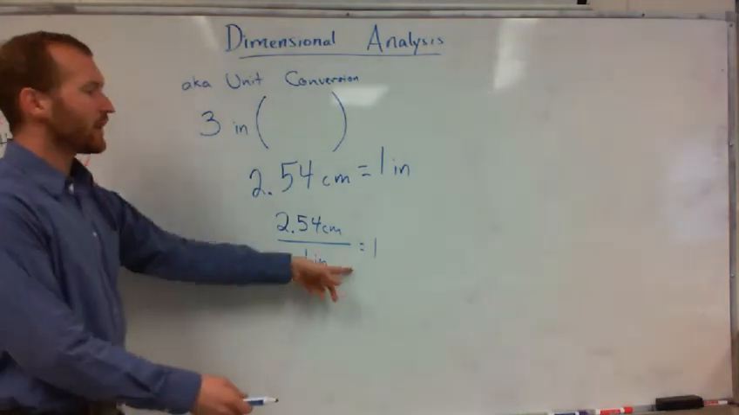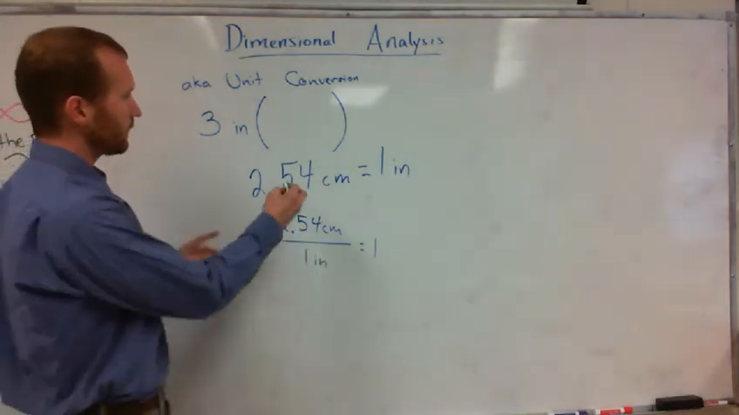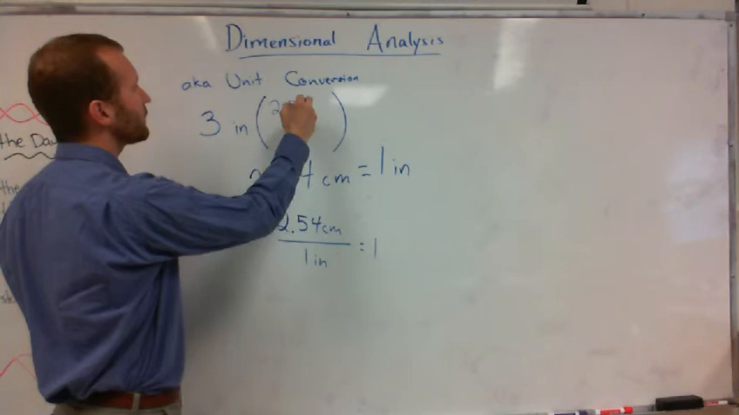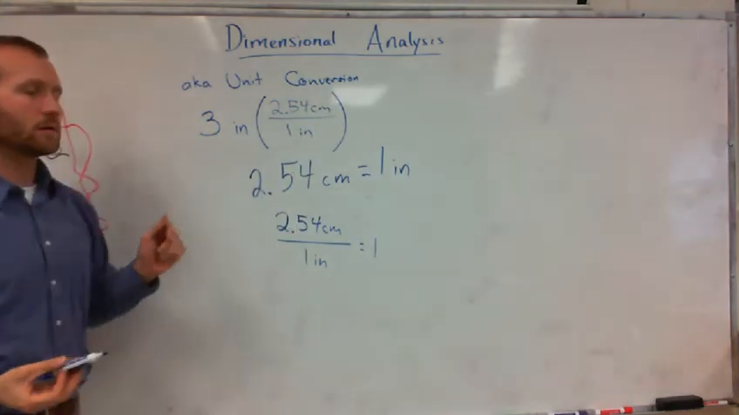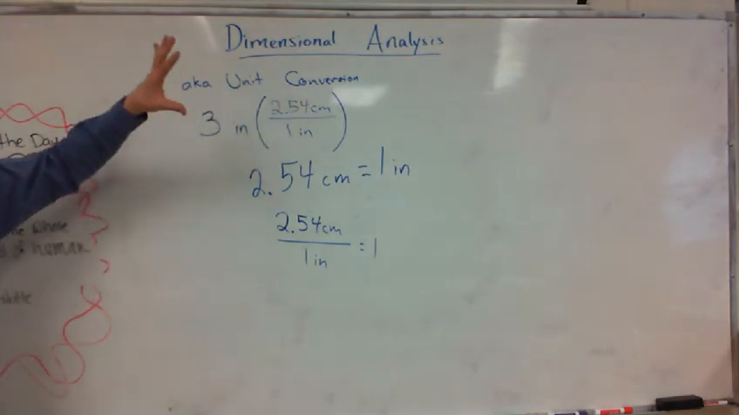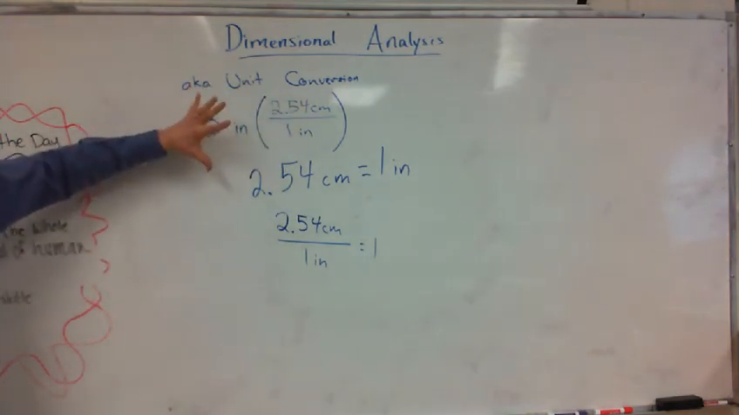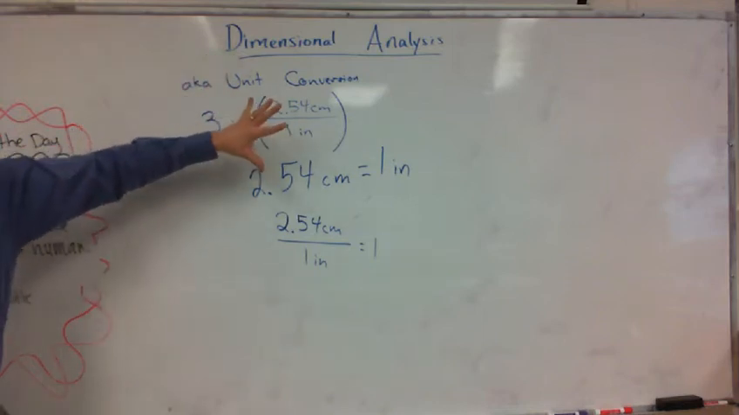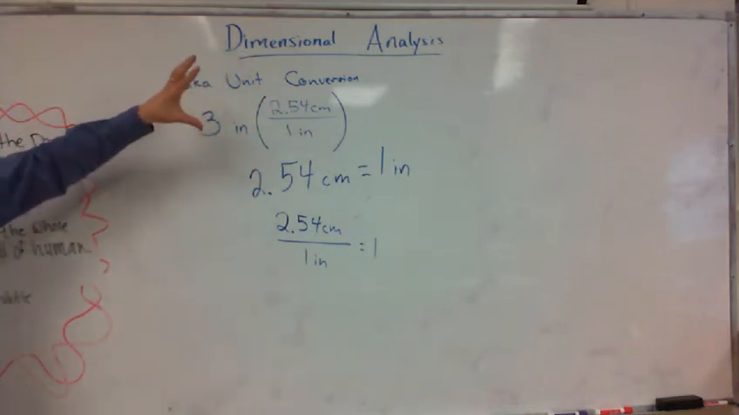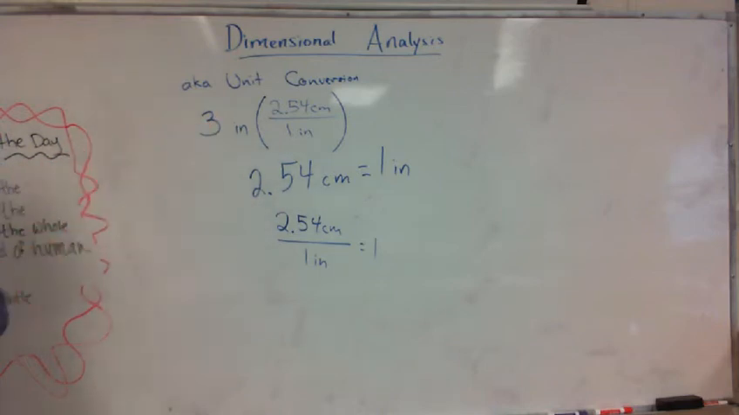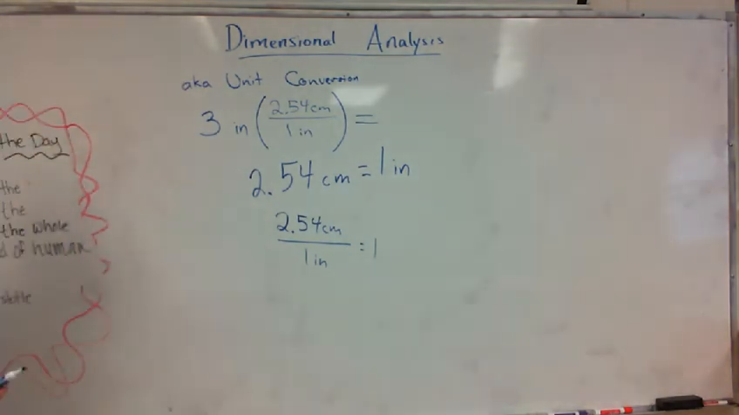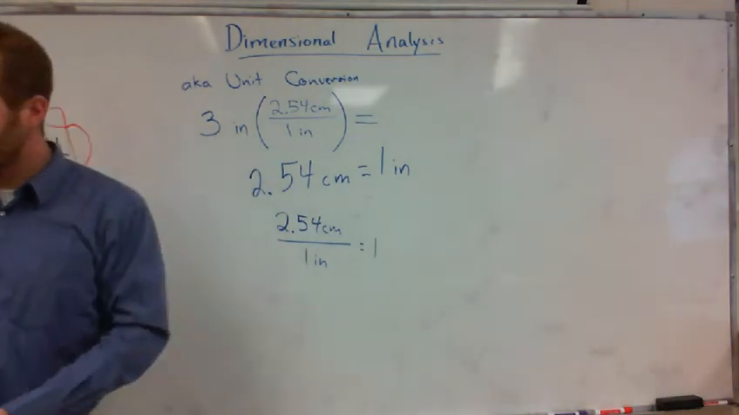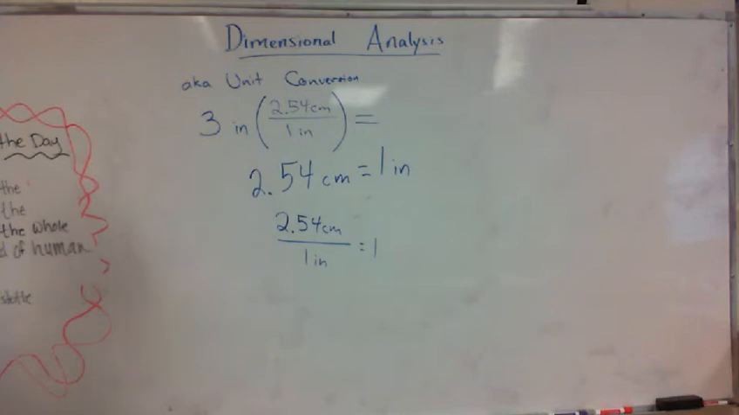But I'm going to use this fraction. 2.54 centimeters over 1 inch. This is equal to 1. Am I changing the value that I have here? No, because I'm multiplying by 1. I'm going to change the number and the unit, but I'm keeping the same value. I'm keeping the same quantity. Okay. So then if I were to plug that into a calculator, where did I put my calculator? Right there. Handy.